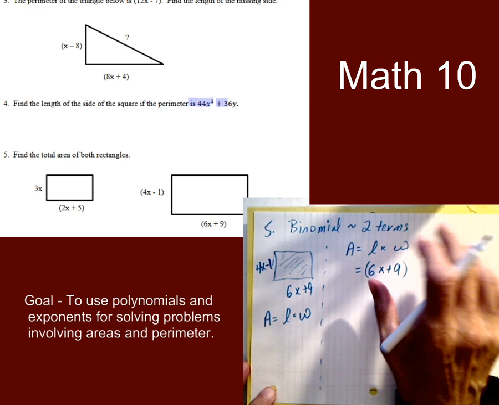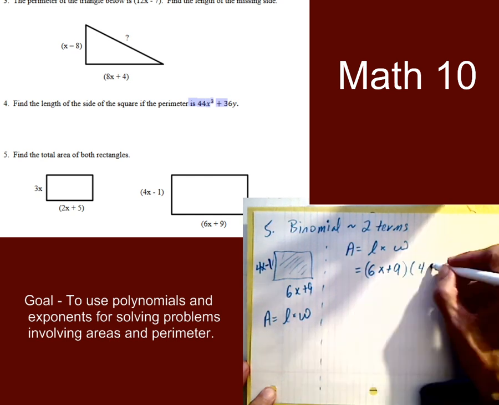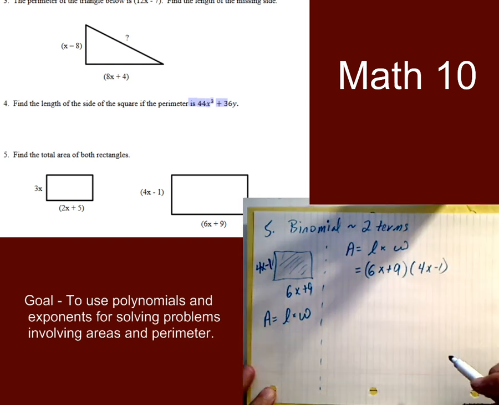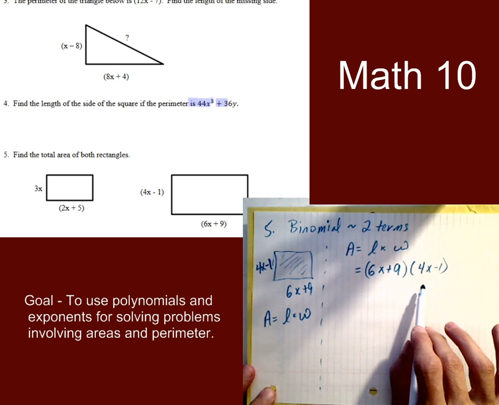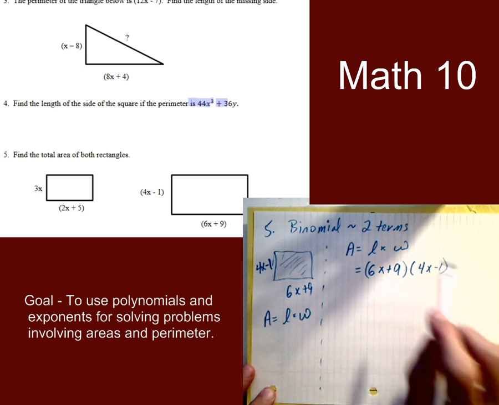Same with the 4x minus 1. That goes in brackets for sure. All right? Otherwise, it's starting to separate. So, this expression now represents the area, because it comes from the length multiplied by the width. Length of 6x plus 9 with the 4x minus 1.